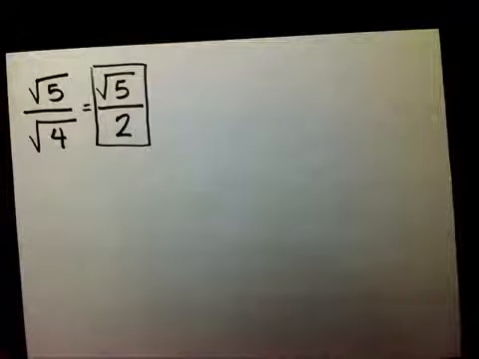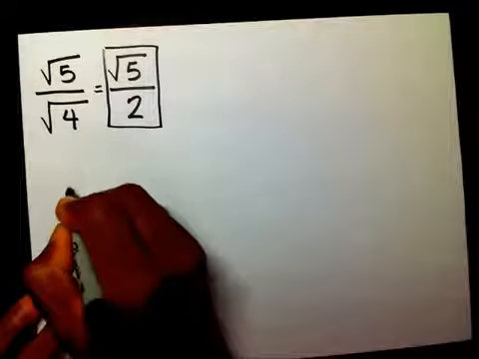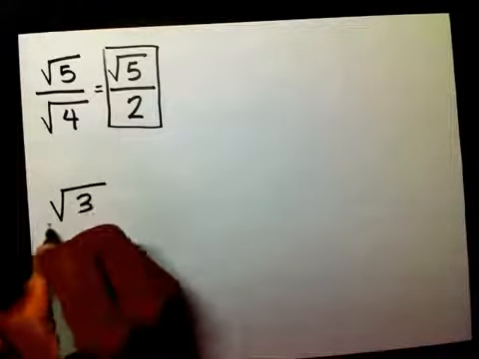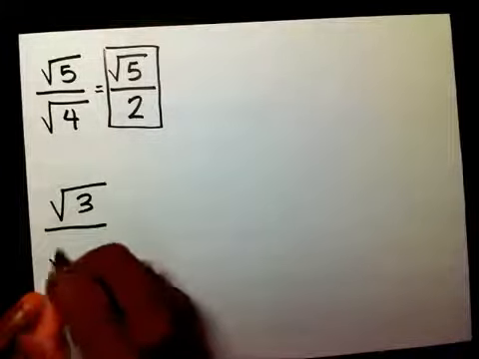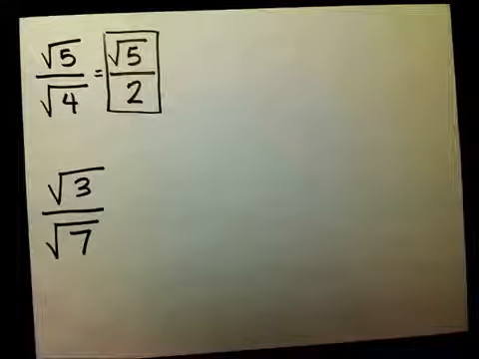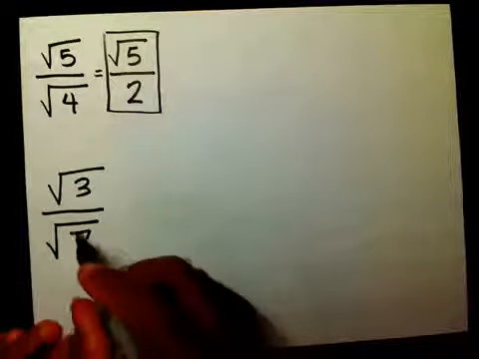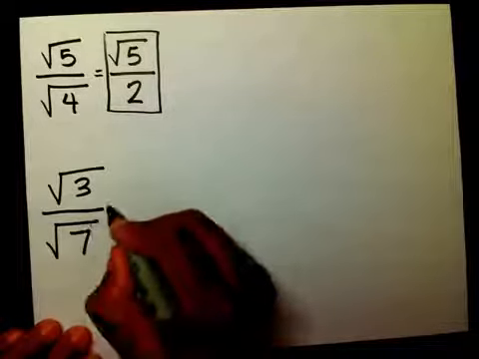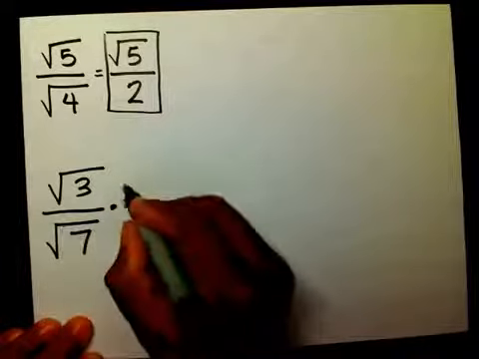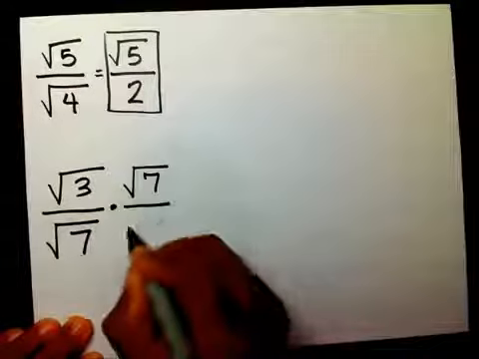Okay, here's another one. Radical 3 over radical 7. If you'll please solve that one, please. Alright, this time I'm going to have to rationalize my denominator by multiplying the numerator and the denominator by radical 7.